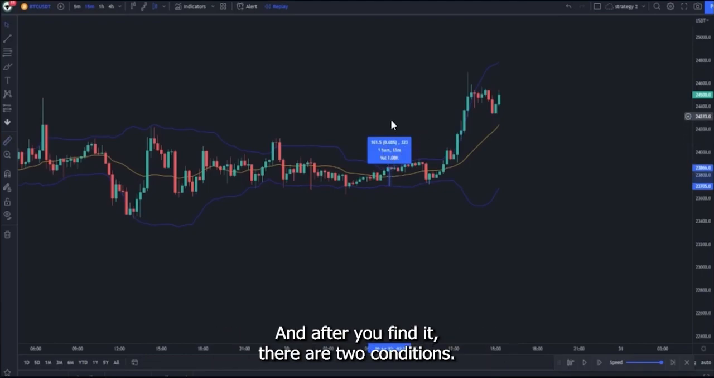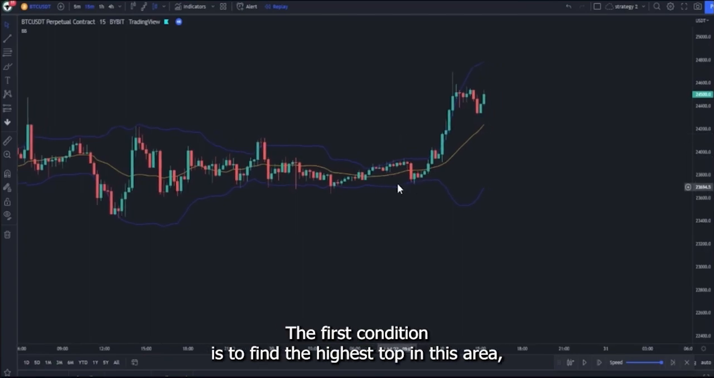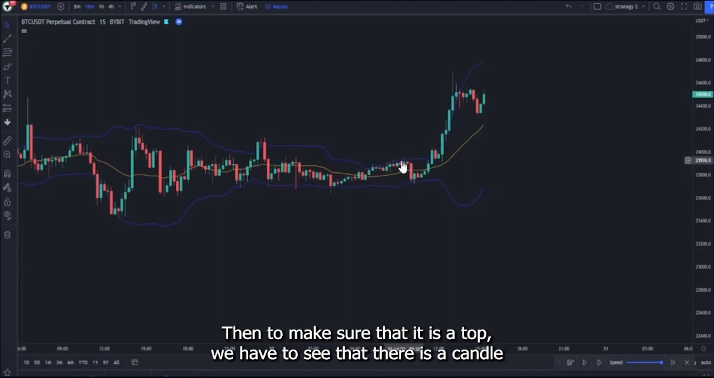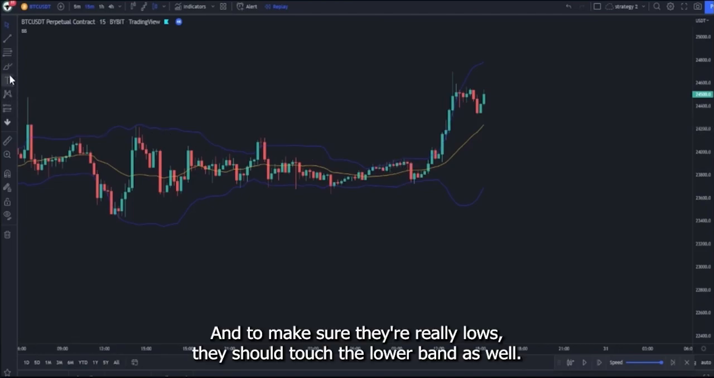And after you find it, there are 2 conditions. The first condition is to find the highest top in this area, which is this top here. And then to make sure that it is a top, we have to see that there is a candle touching the upper band, as well as it must be between 2 lows. And to make sure they're really lows, they should touch the lower band as well.